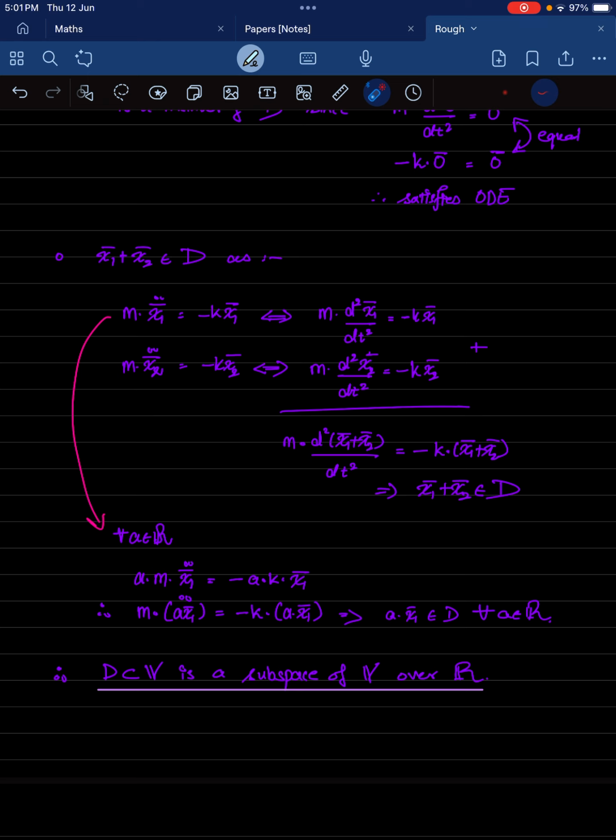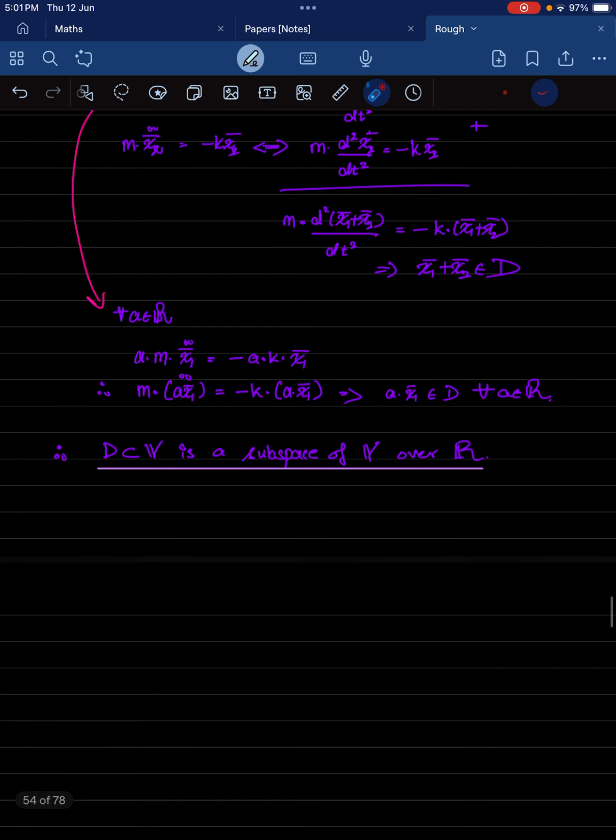And similarly on the RHS, you just take minus k common and you will get minus k times x1 plus x2. And so we have just proved that x1 plus x2 is also a valid solution to the differential equation. x1 plus x2 already belongs to all the valid functions from R to R cubed. That's not a problem. But does it belong to D? That's what we have just proved.